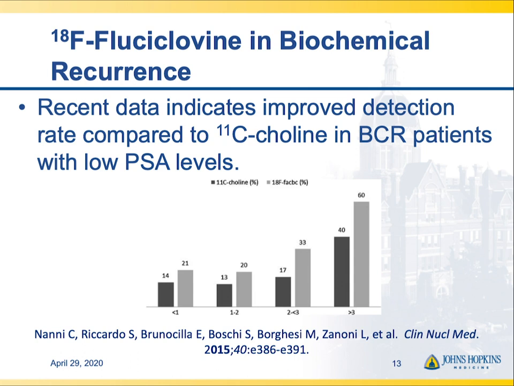Because it's F18 labeled and F18 has about a 2-hour half-life, it can be centrally manufactured and then distributed to PET centers all over a given region. So this, I would say, at least at most centers in the U.S., is now the preferred method of imaging biochemical recurrence prostate cancer patients with PET. It will likely remain that for a little while longer.